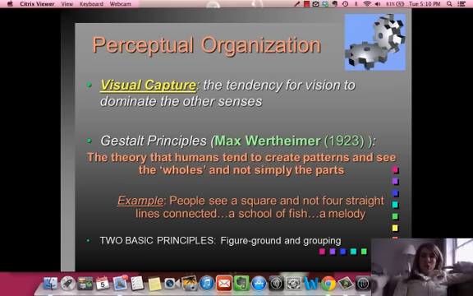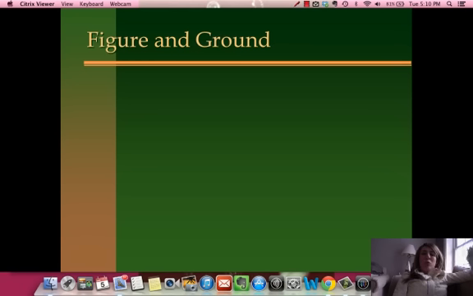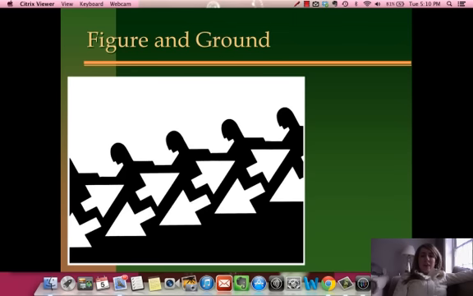There's 2 basic ways to do this: figure-ground, and grouping. So figure-ground is the idea that your mind decides what's the figure, what are you focusing on, and what's the background. So in this idea, if you focus on the black as the figure, you see men running down the stairs, and the white is the background. But if the white becomes the figure, you see arrows going up, and arrows going down, and then the black is the background.